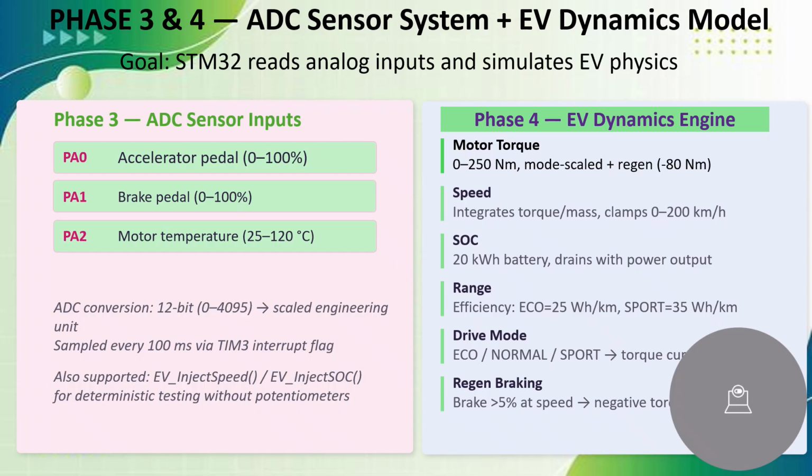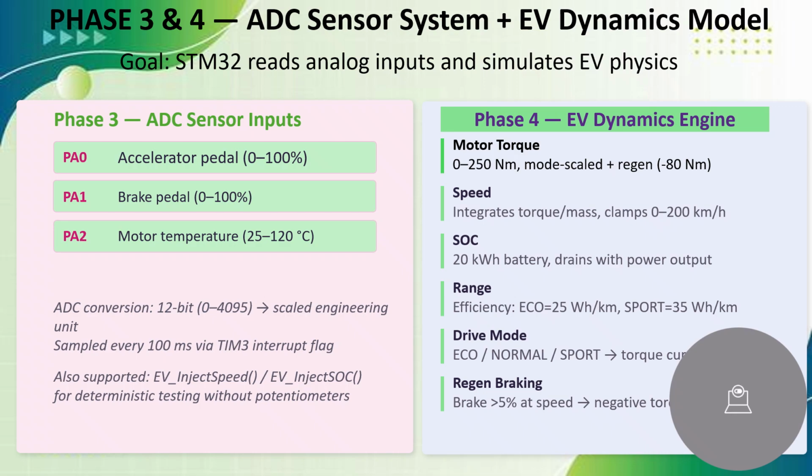So in phase number 3, ADC sensor input: PA0 acceleration pedal, PA1 brake pedal, PA2 motor temperature. And here we write the ADC conversion that needs 12 bits for our project, from 0 to 4095, with the scaled engineering unit.